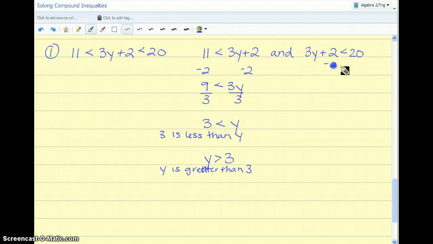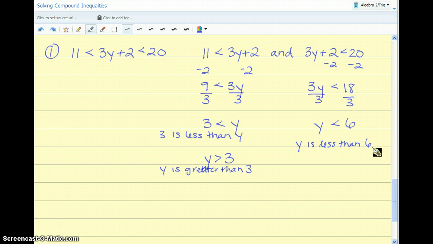Solve this one the same way. Start by subtracting 2. So 3y is less than 18. Divide by 3 again. So y is less than 6. Again, I like having the y on the left-hand side. This would be y is less than 6.